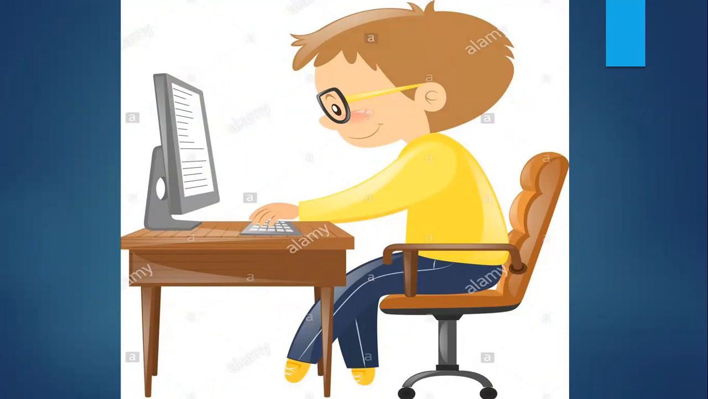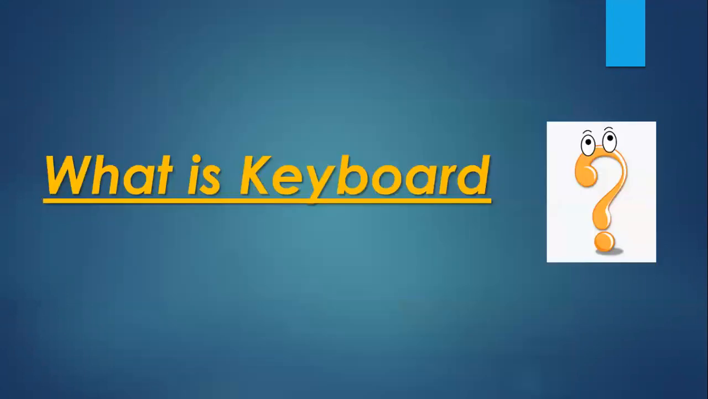Look at this picture. What's going on here? Here a boy is using computer. Excellent. But look clearly at what the boy is doing. He is typing. Typing on what? Typing on keyboard. So he is using keyboard in this picture. So our today's topic is keyboard.